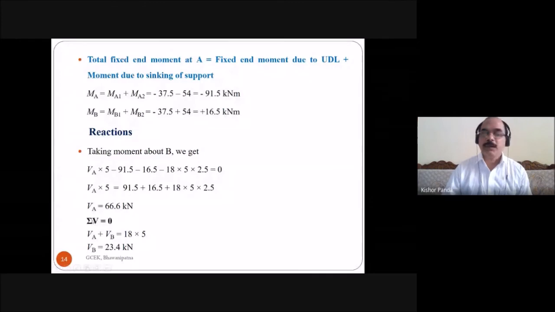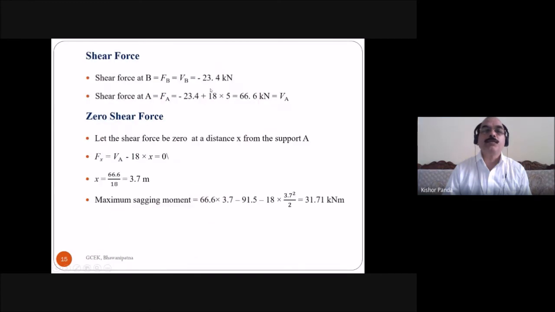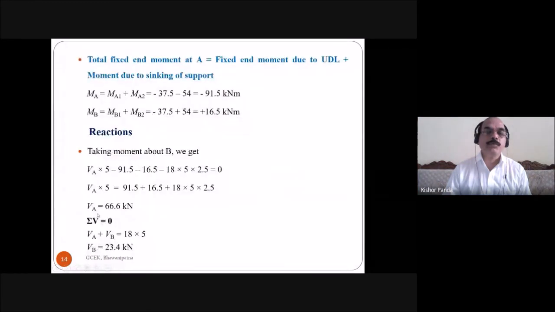Then take summation of vertical force equal to 0. Here this is the vertical reaction at A, this is the reaction at B, and this is the downward force. So VA plus VB minus 18 into 5 is equal to 0, and VA plus VB is equal to 18 into 5. Because VA is equal to 66.6 kilonewton, you get VB is equal to 23.4 kilonewton. So this reaction you have to find out by considering the load and the end moments.